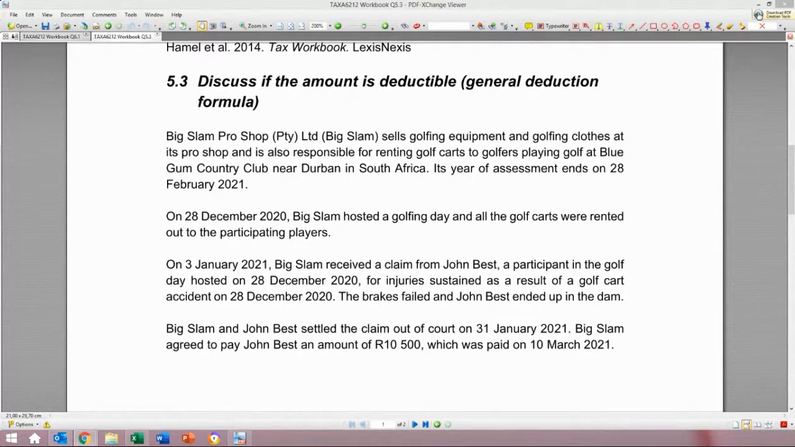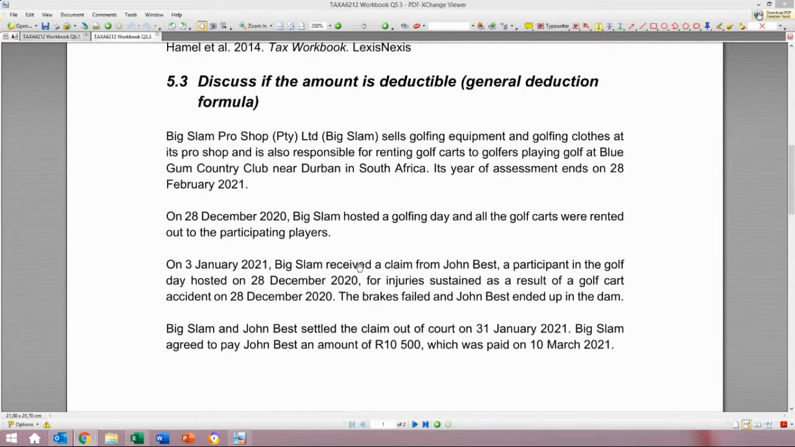And then the second question we are going to look at is question 6.1, which combines some of the general deductions as well as the capital allowances and specific deductions, and how you actually document that when you do the taxable income calculation. So we're going to look at those two types of questions.